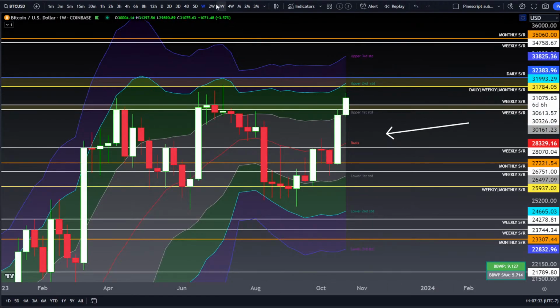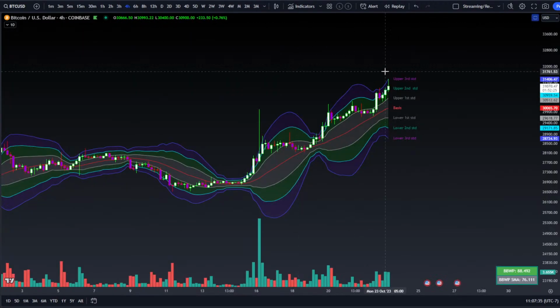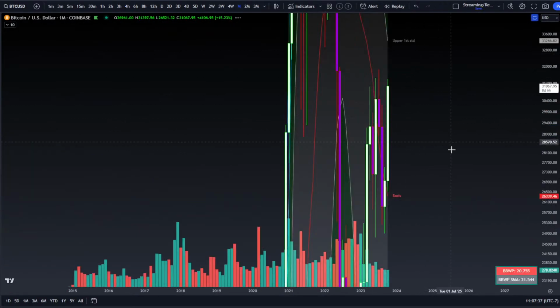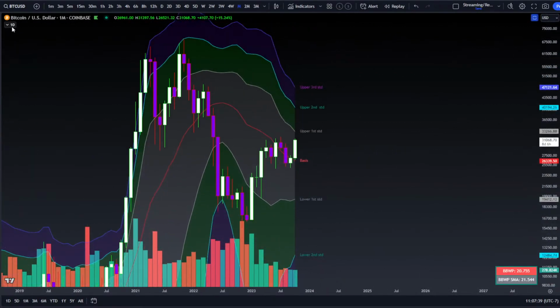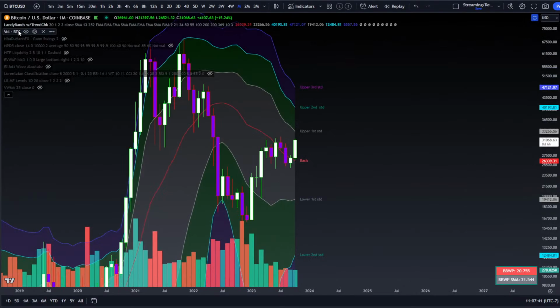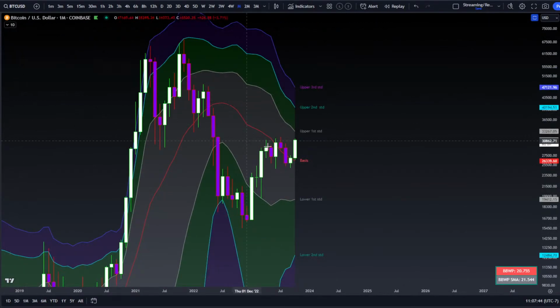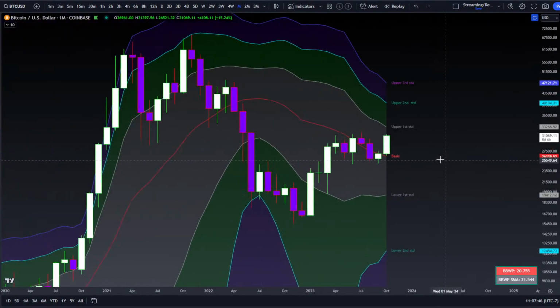Now we do have a monthly close coming in. So we're going to shift over to a different chart for the monthly. We're going to turn off volume because that's a little annoying to look at. All right, we'll look at volume later when we do our volume map.